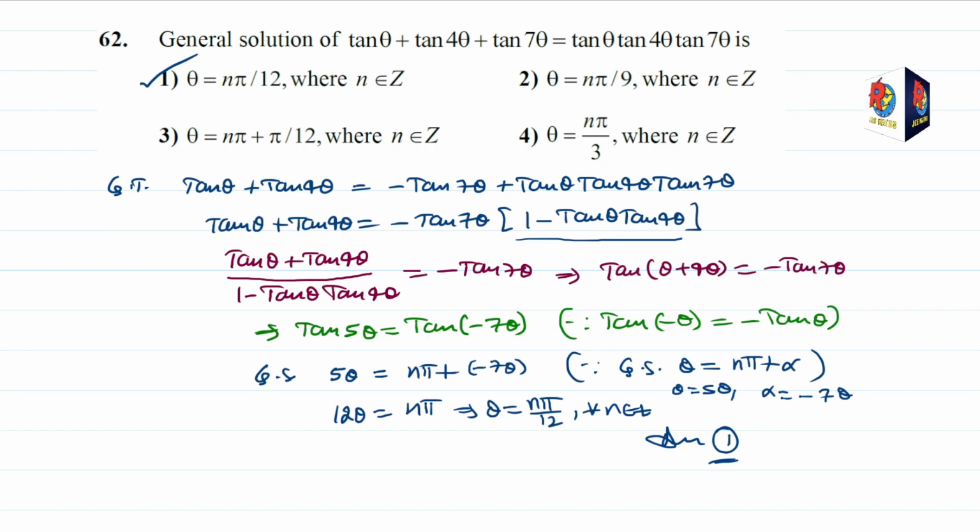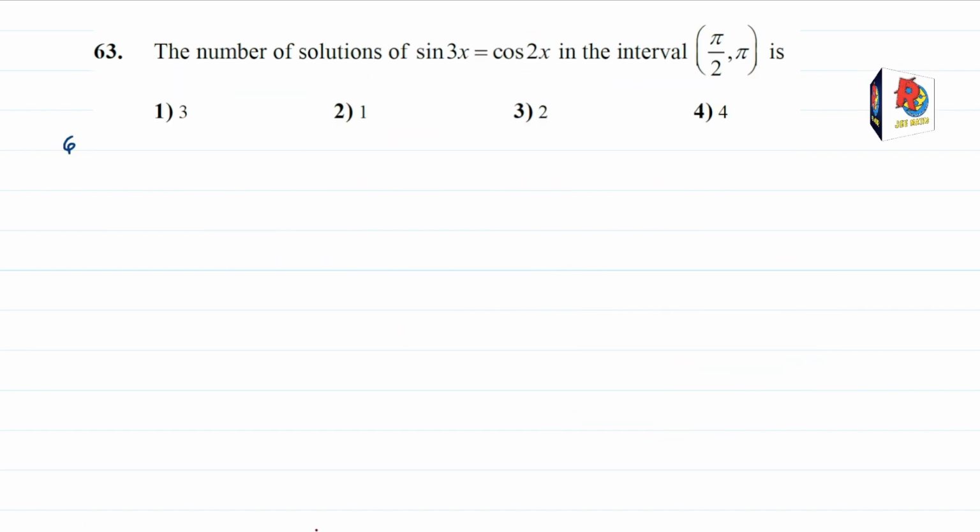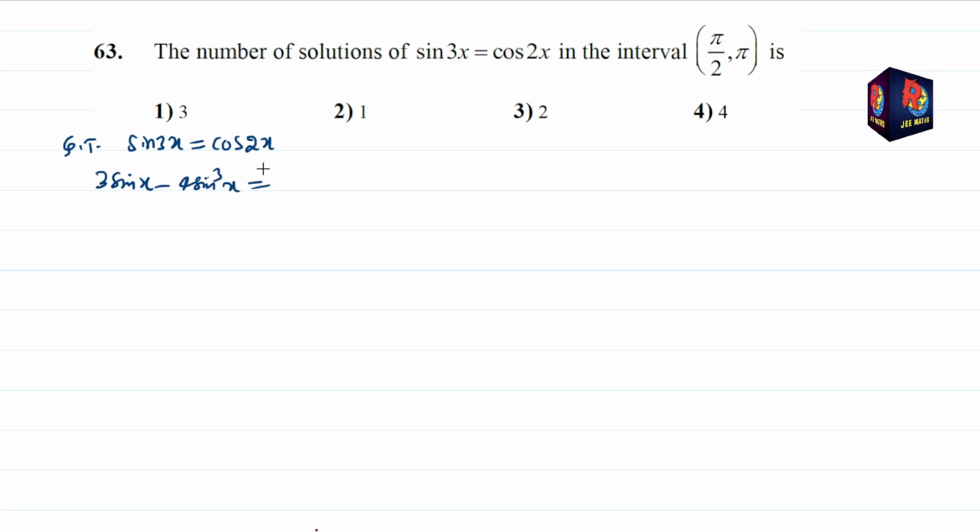Next, in question 63, given that sin 3x is equal to cos 2x. We know the sin 3 theta formula. So what is the sin 3 theta formula? 3 sin theta, here theta means x, minus 4 sin cube x, is equal to cos 2 theta, which in terms of sin is 1 minus 2 sin square x.